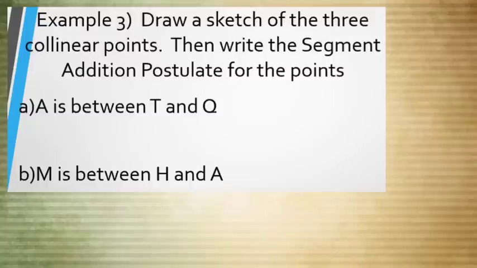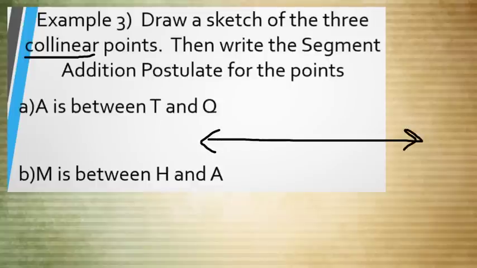Notice first we're told to draw a sketch of 3 collinear points, our word from last week. Then we want to write the segment addition postulate for each set of points. I'll do the first one. You can go ahead and do the next one in your notes and double check to make sure you're doing it okay. So I'm going to go ahead and draw my line.